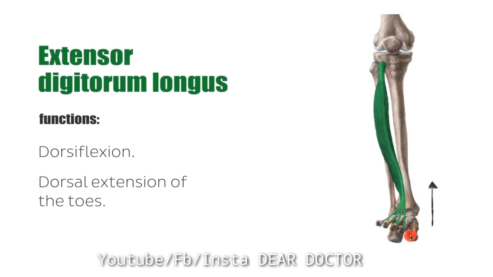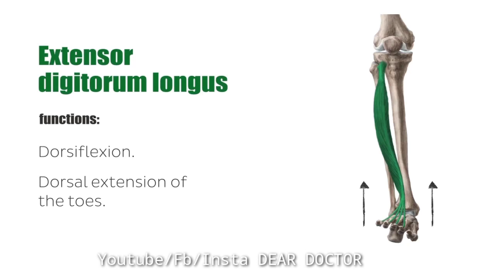And it's not going to be affecting the first toe here, as you can see, because it's only inserting here on these four toes. So the insertion points are always important when it comes to the movements, or the actions, that these muscles are going to be performing. And you can clearly see here this example. So dorsal extension of the toes when you're pulling your toes back towards the tibia.